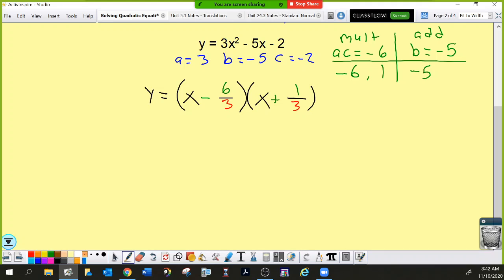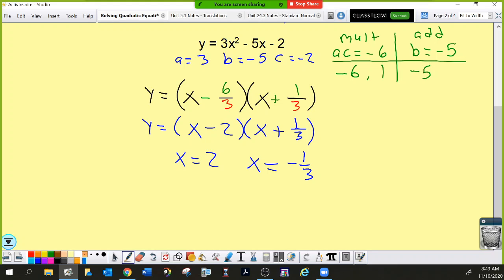Now we reduce fractions. Well, 6 over 3 is 2. But this one doesn't reduce. I am not going to move that 3. The reason why I'm not moving that 3 is because I'm trying to solve for x. That just means you tell me what makes the insides equal 0. First one, positive 2. Second one, negative 1/3.